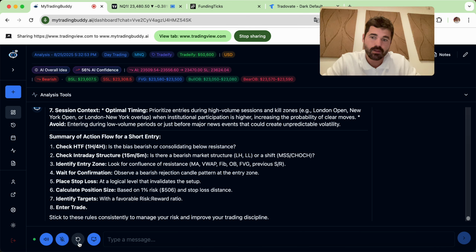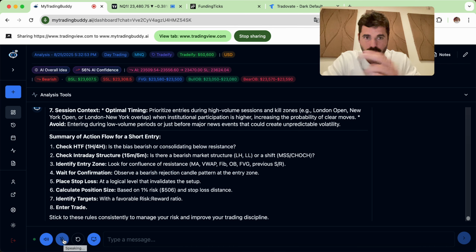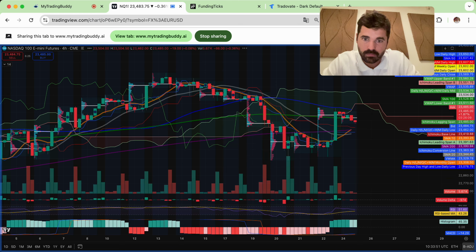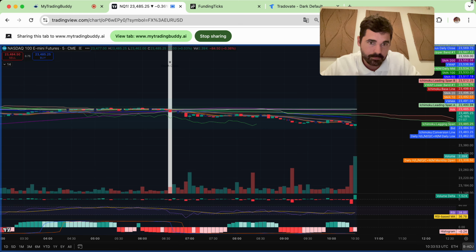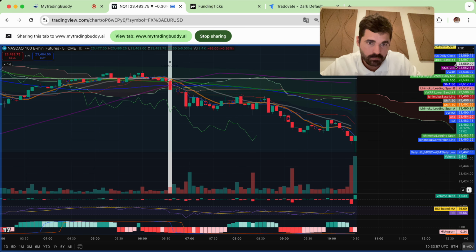So what I did here is reset the connection because sometimes the screen sharing, you have to reset in order to screen share versus just voice. And what you can see is I push this mute button, and now the AI should be able to talk and see this chart. Can you see my screen? Yes, I can see your screen now. It's the NASDAQ 100 E-mini futures chart on the 4-hour time frame.